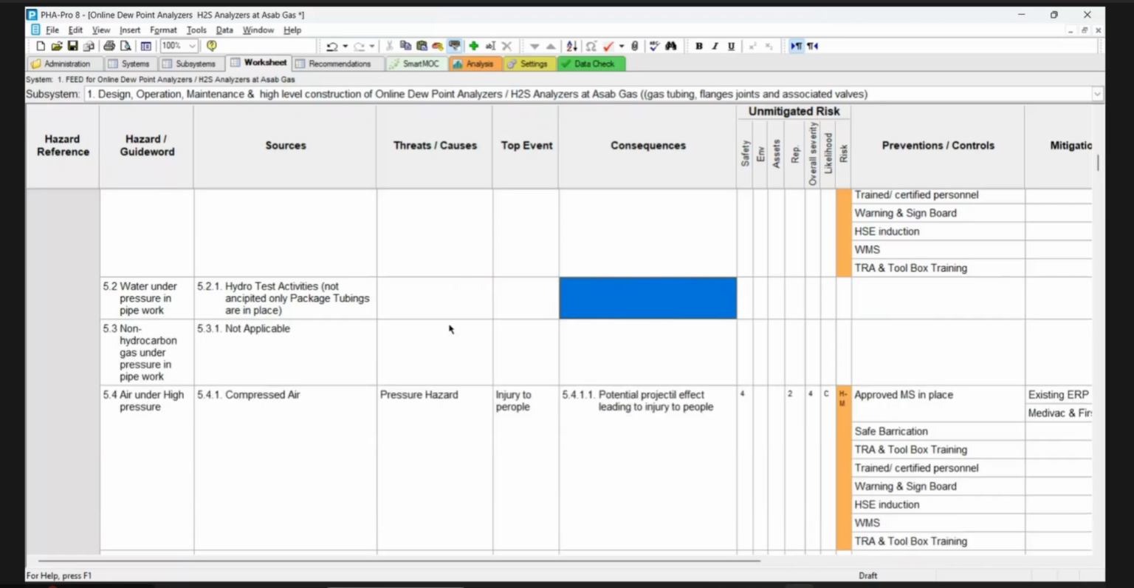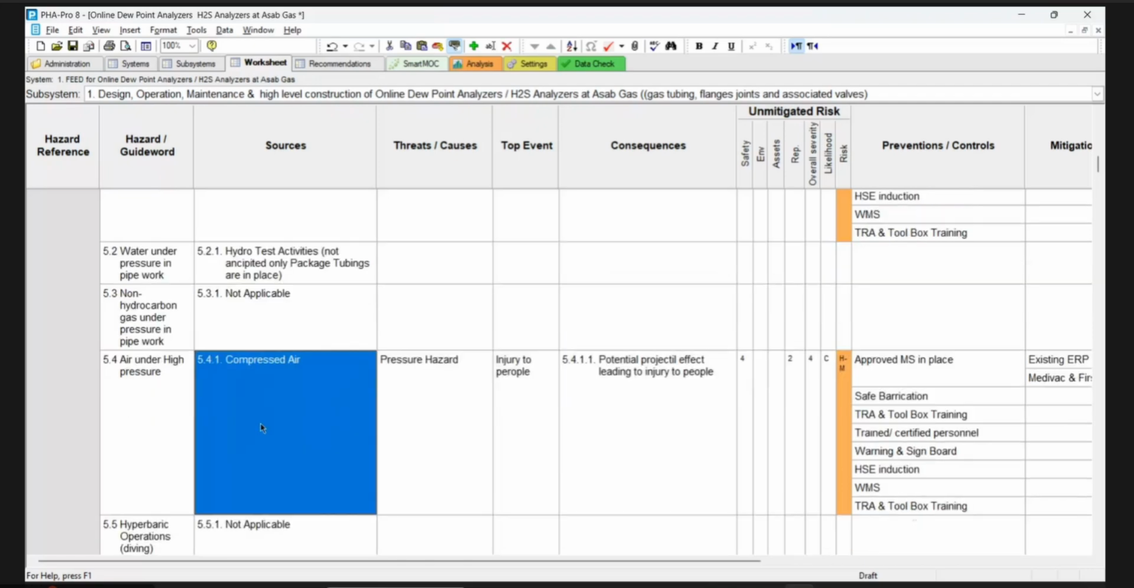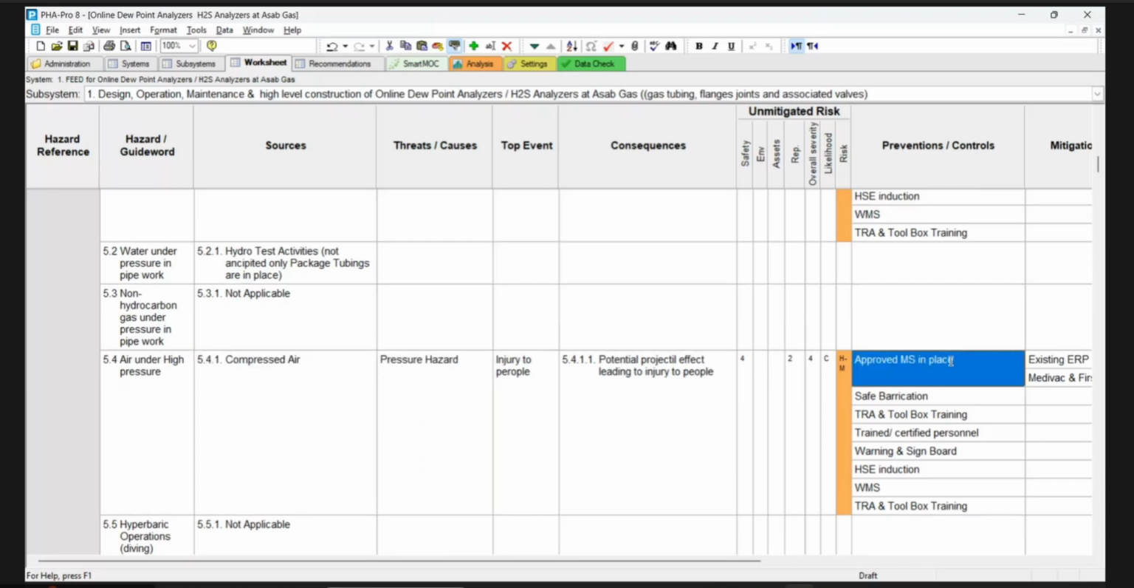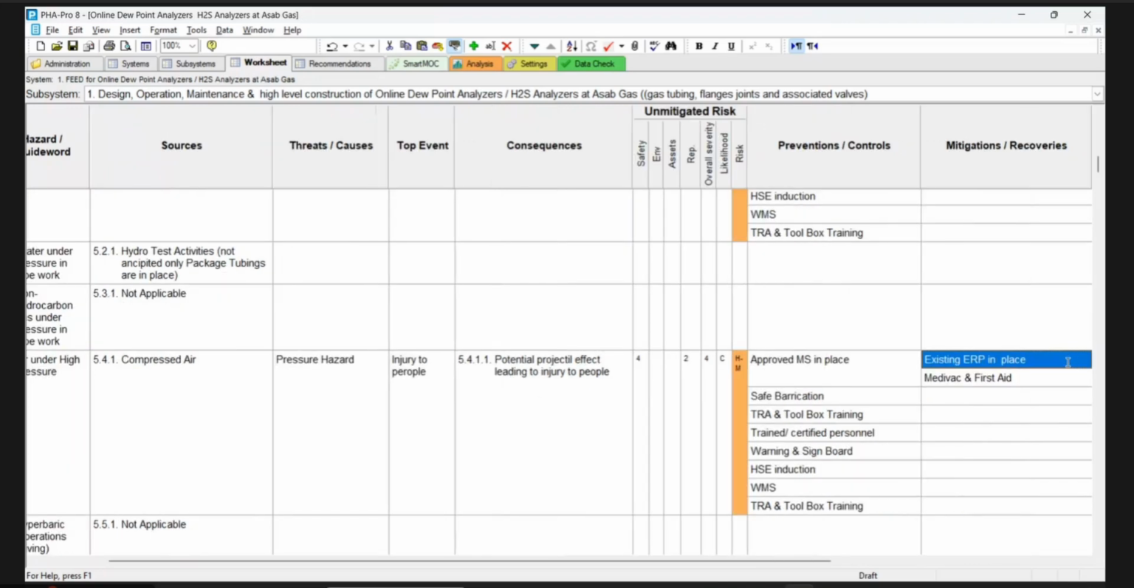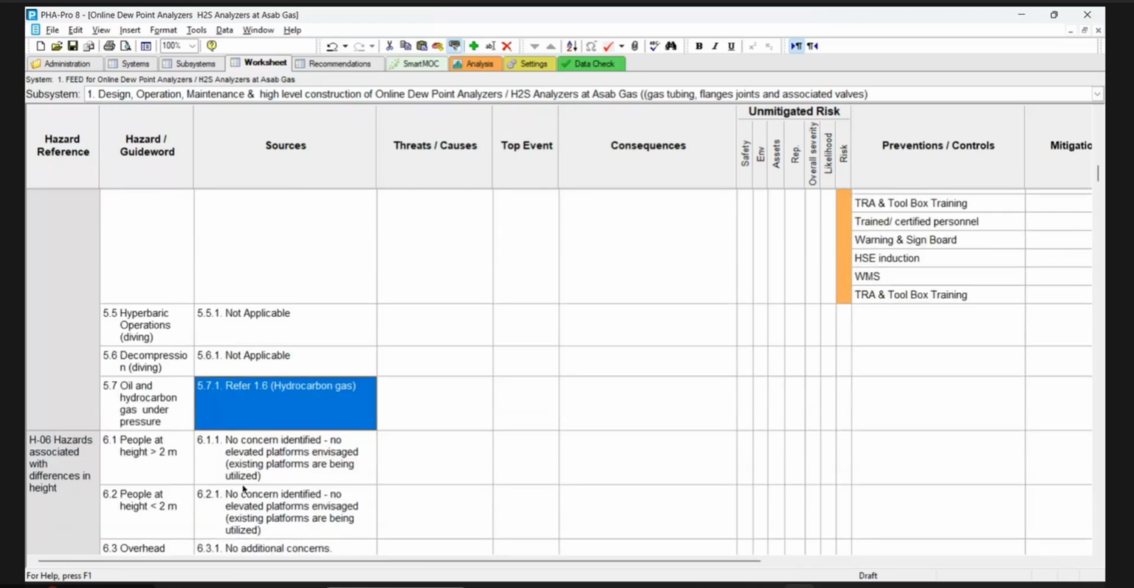Okay. No relation. Air pressure, probably you are going to use the compressed air during construction. So we have the standard approach and standard safeguards during construction. This will be reviewed in EPC phase also. Hyperbaric, no decompression, no oil hydrocarbon gas. We are saying refer 1.6 for the gas, if something.